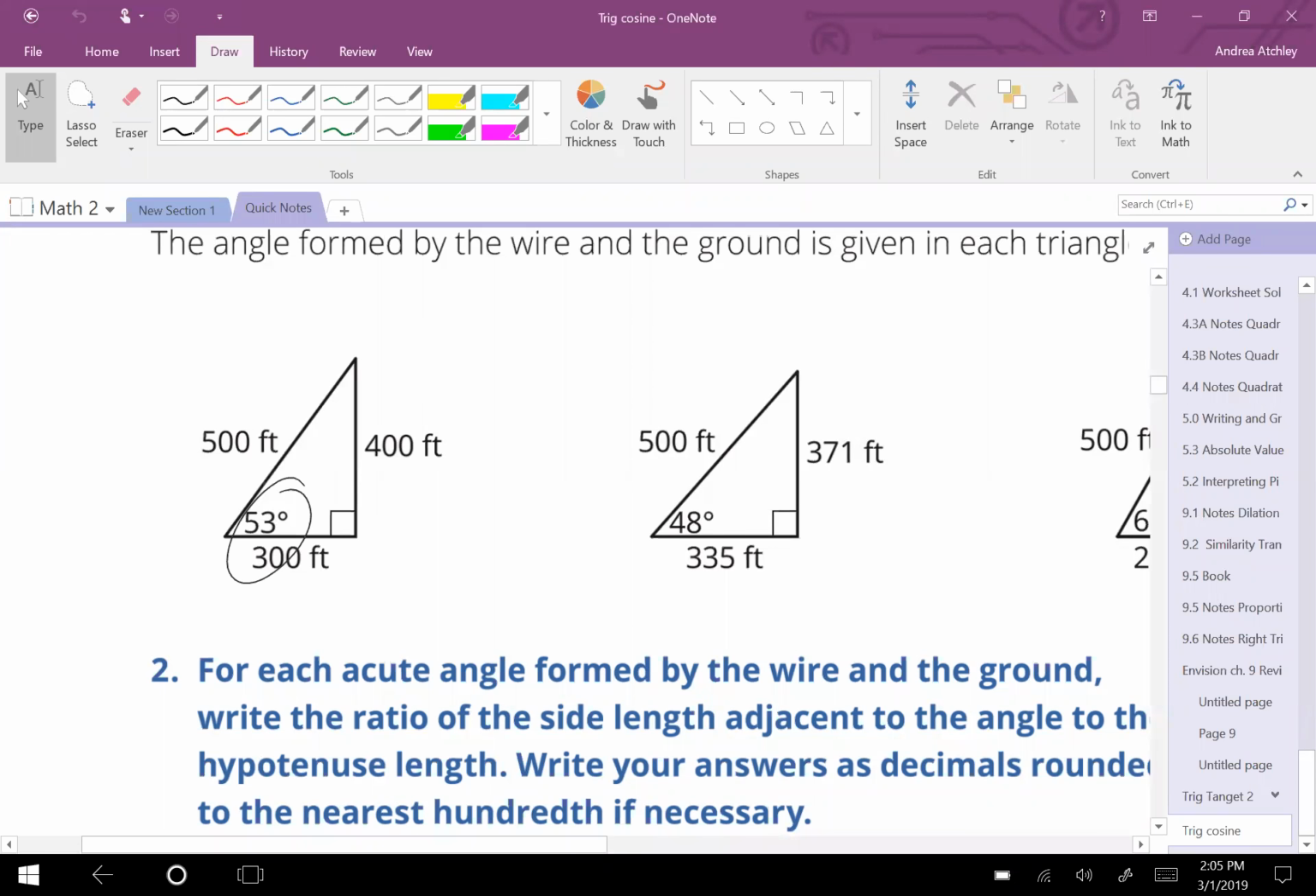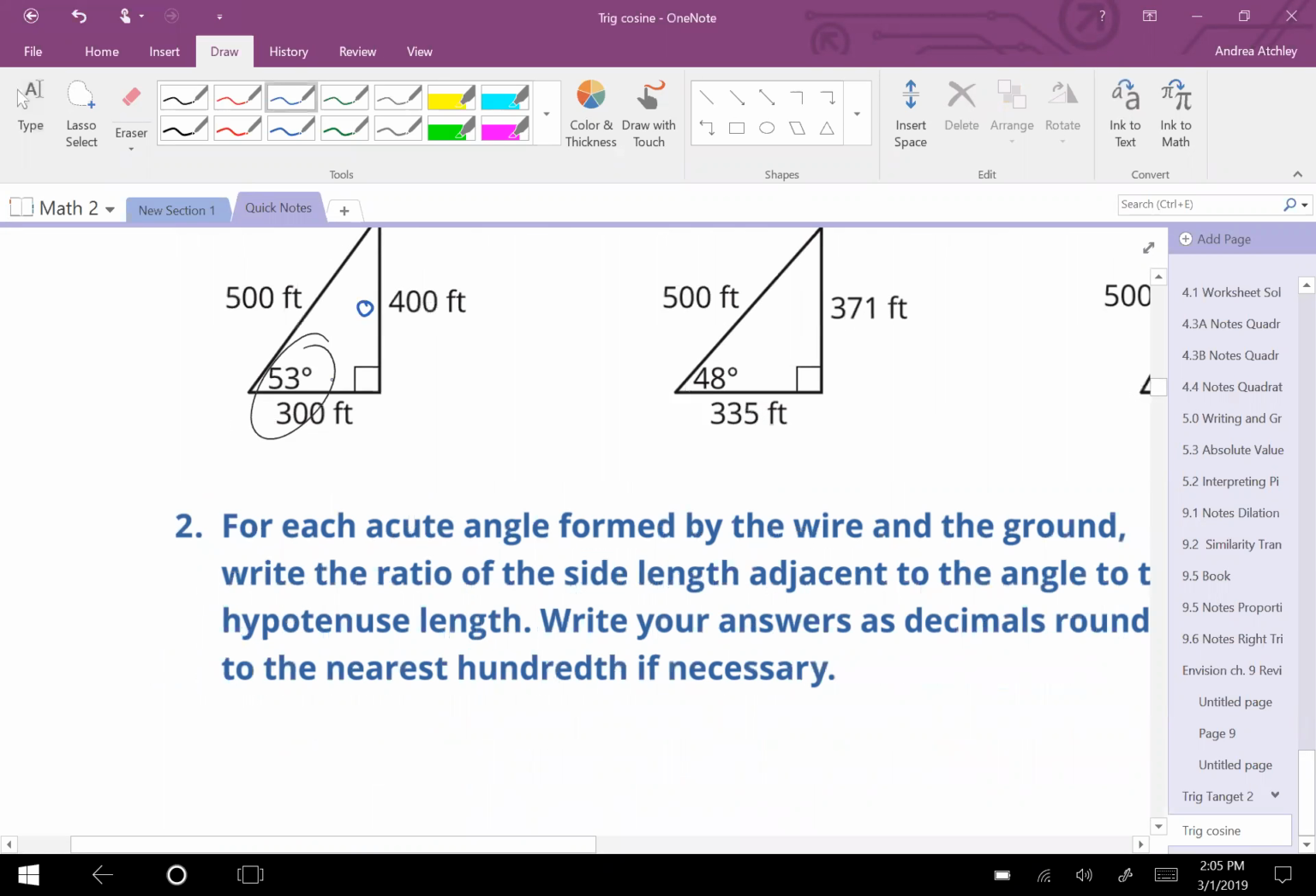Okay, so for the first one, which was the opposite side? Yes. What was the adjacent side? Okay, and so this is the hypotenuse. So I'm just asking you to do the ratio of the side length adjacent to the angle over the hypotenuse. So the adjacent is 300. The opposite is 500. Plug that into a calculator, and what do I get? 0.6, right?